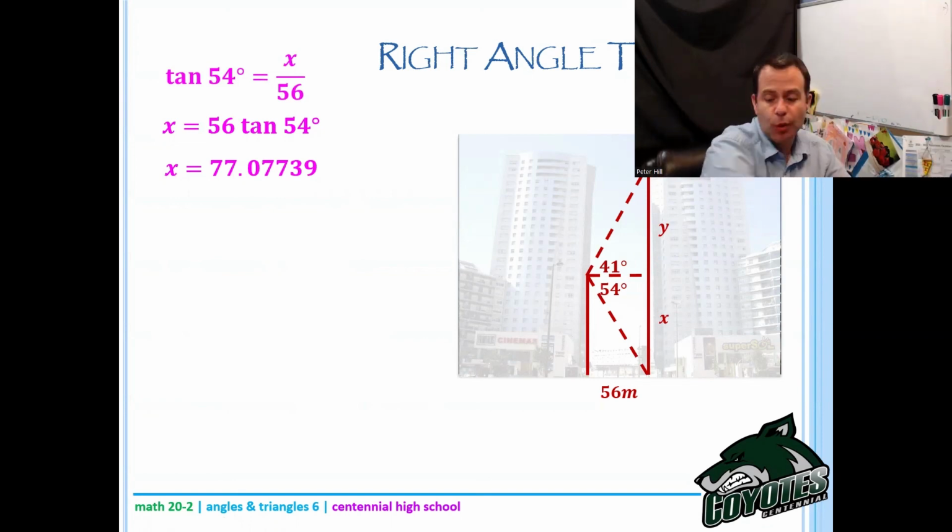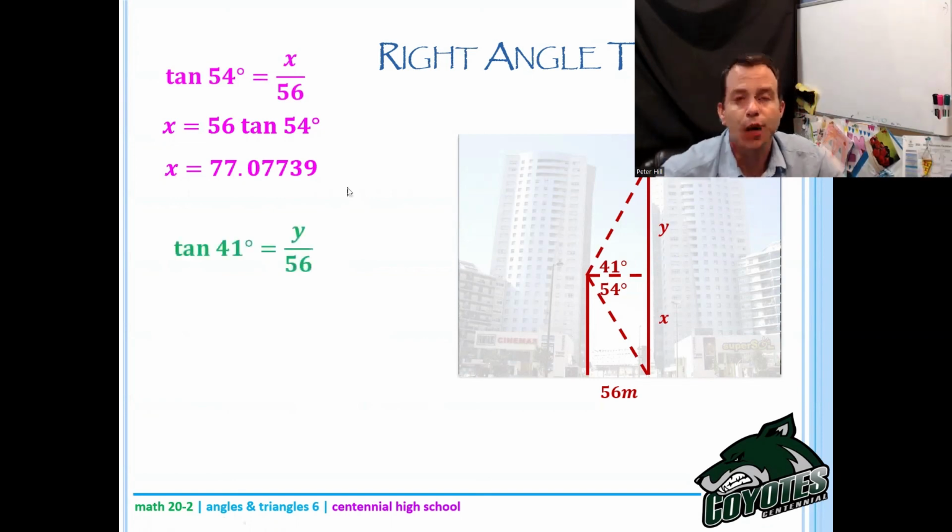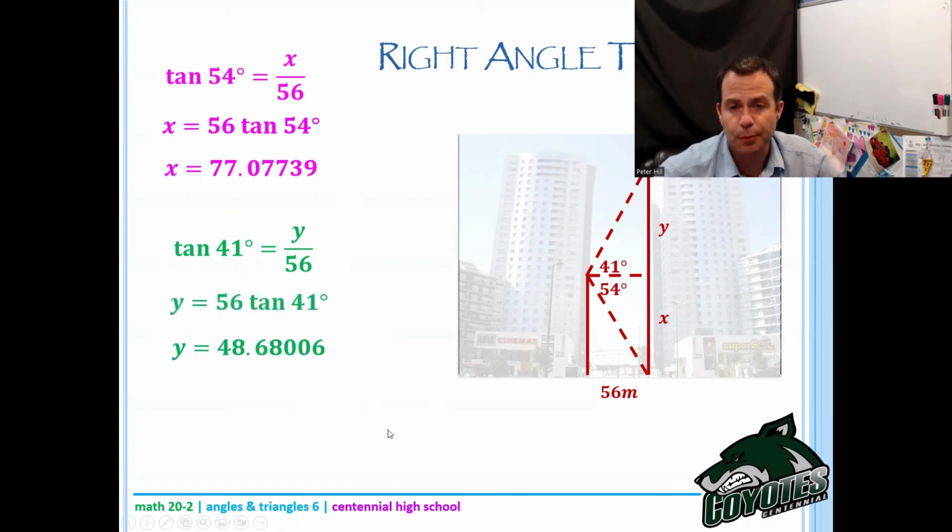Okay, then I can do y as well. Again, this is opposite, this is adjacent, so it's still using tan. Tan of 41 degrees is y over 56. And to get y by itself, I will go 56 times the tan of 41. And that's going to give me 48.68006. So now all I have to do is add them together.